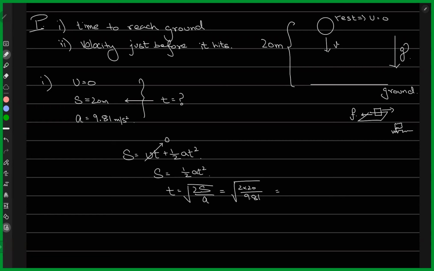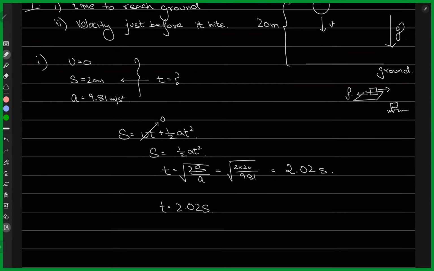And this would give you about 2 seconds, 2.02 seconds. So this means to cover a displacement of 20 meters under the effect of gravity, that's what free fall means. If it's on Earth, then the acceleration due to gravity is 9.81, and the time taken to reach the ground is 2.02 seconds.